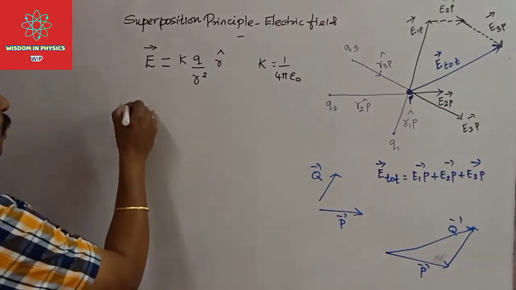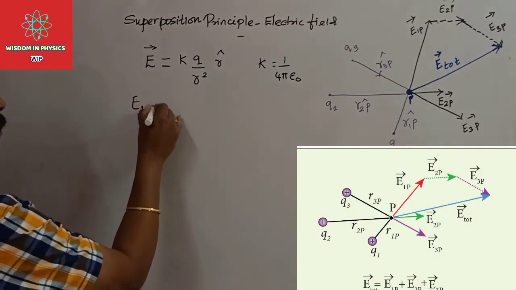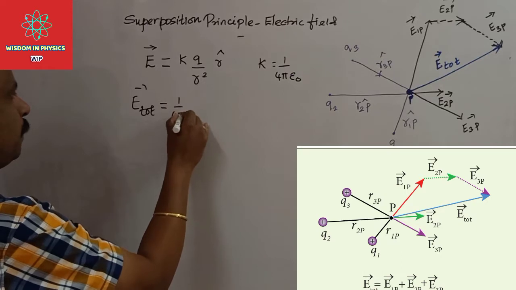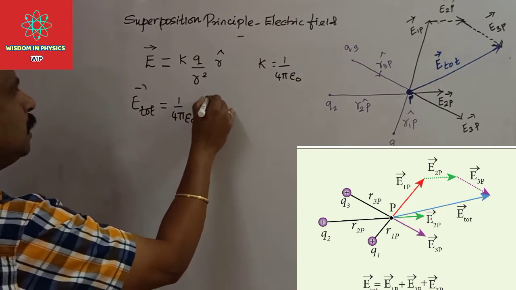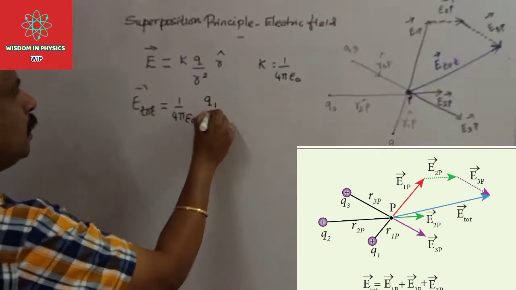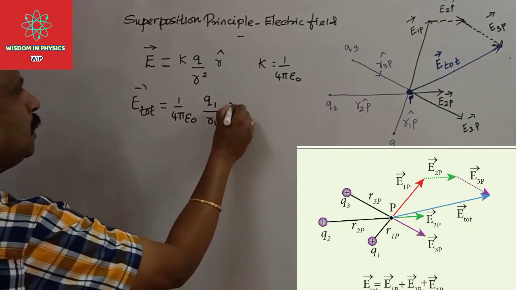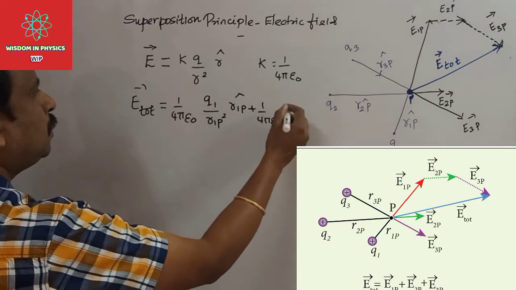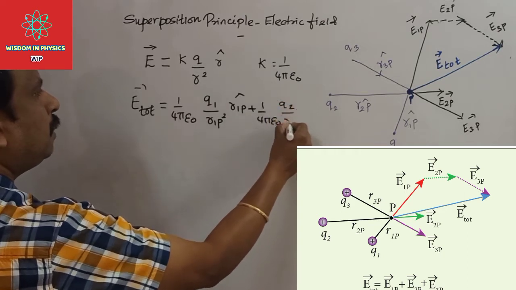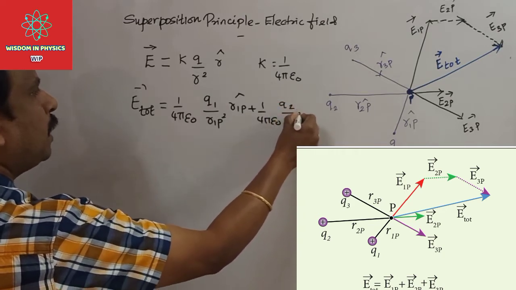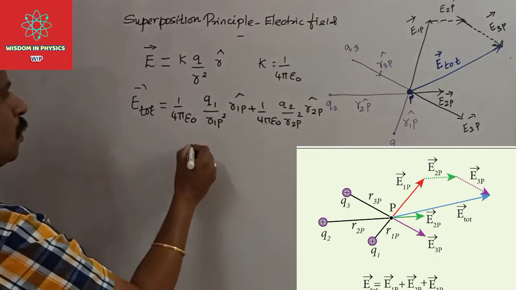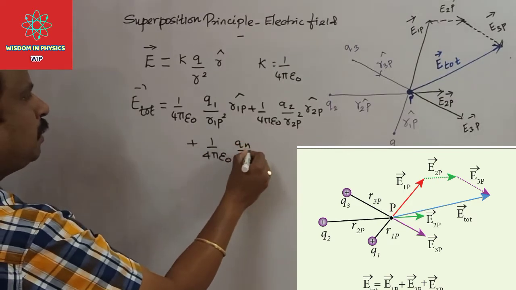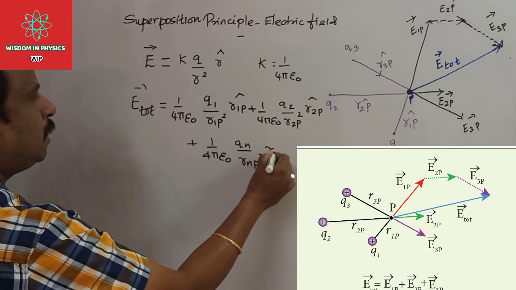Now let us write down the total electric field vector. It is nothing but 1 by 4 pi epsilon 0, which is a constant. So first charge Q1 divided by R1P square into R1P cap, plus 1 by 4 pi epsilon 0 Q2 divided by R2P square into R2P cap. In this way you can go up to n charges, 1 by 4 pi epsilon 0 Qn divided by RnP square into RnP cap. Okay?